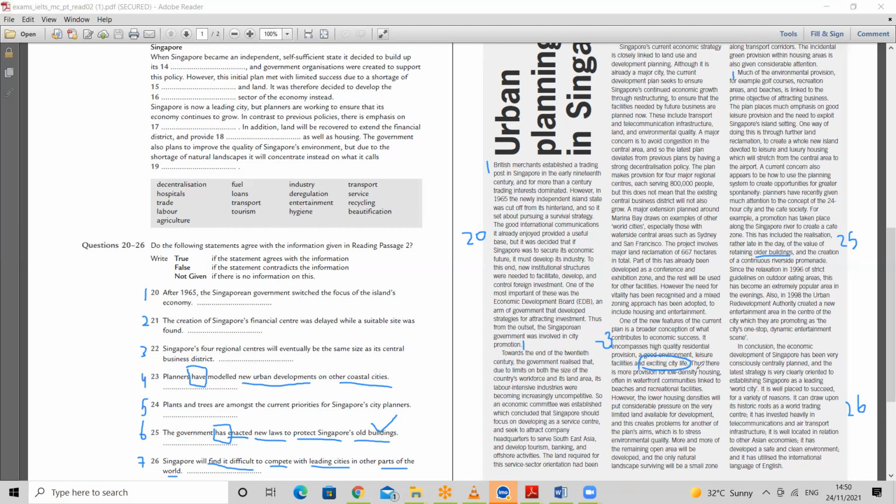Okay. Thus, there is more provision for low density housing, often in waterfront communities linked to the beaches and the recreational facilities. So that's the coastal cities. Now looking at all these words in the beginning of the paragraph, like exciting city life, the leisure facilities, a good environment, residential provision, they all refer to the urban developments, which means that the answer actually is true. Okay.